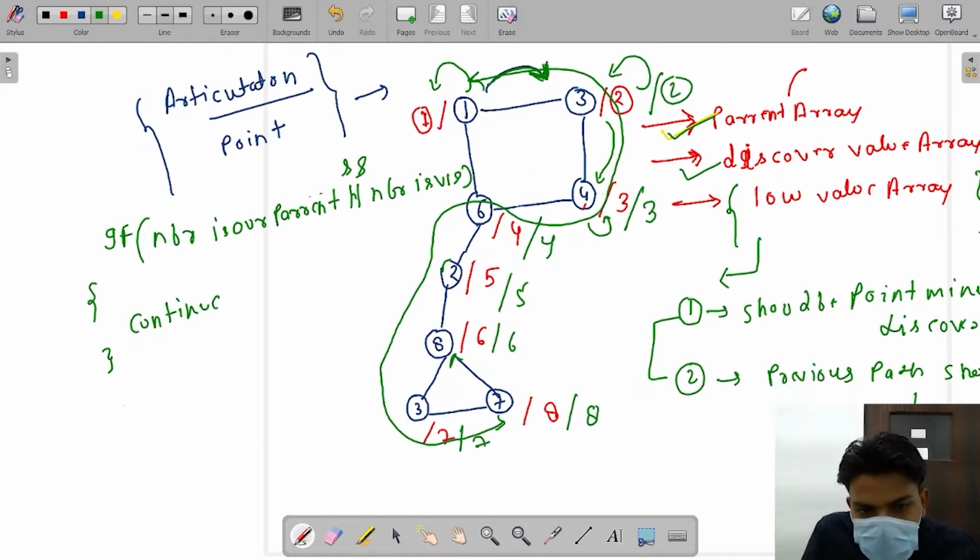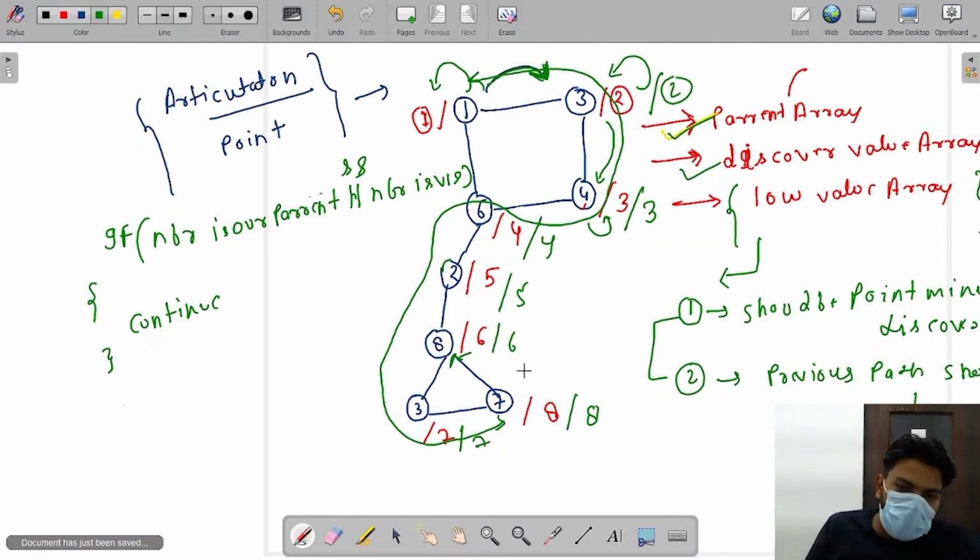After that, we check the second neighbor. What do we find out? The second neighbor is visited, but it is not our parent. At this stage, we have to change our low value, because we want to point to the minimum discovered value. Initially we set our low value to the discovered value, so that our discovered value is updated as the low value.